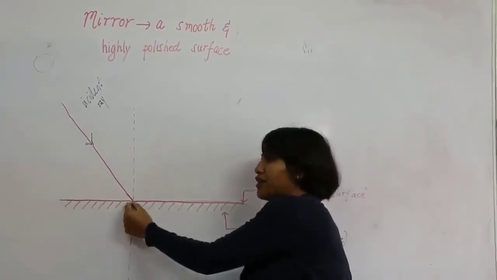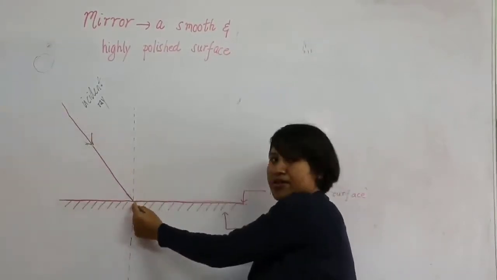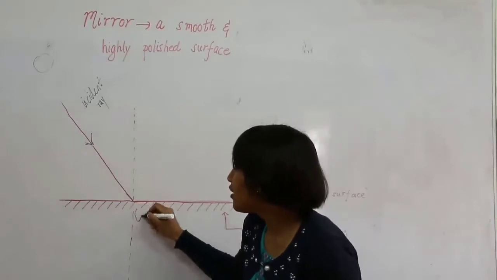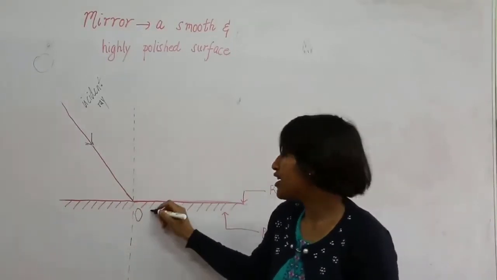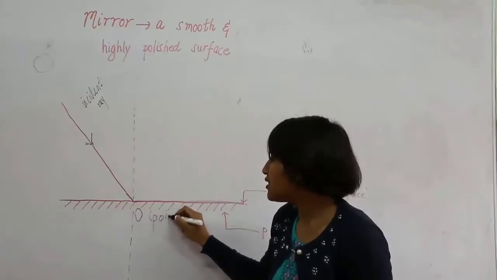Now this point where the incident ray strikes the mirror is called the point of incidence, and is denoted by the letter O. Point of incidence.